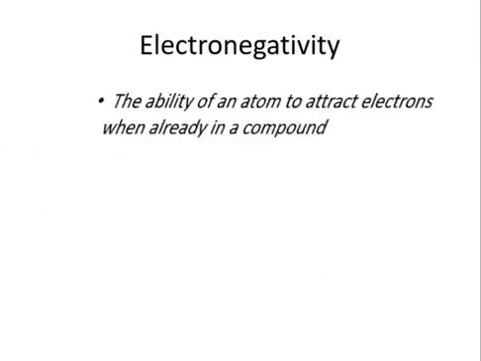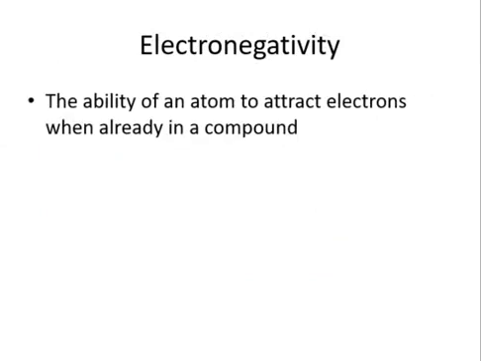Electronegativity is the ability of an atom to attract electrons when already in a compound. So this "when already in a compound" part actually eliminates some of the elements from having electronegativities. So electronegativities are only for elements that bond with each other. So that's going to leave out a particular column on the periodic table. Which column on the periodic table does not generally create compounds? And if you knew that was the noble gas column, you're correct.